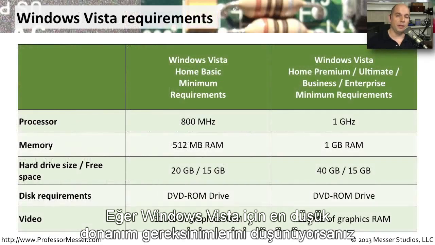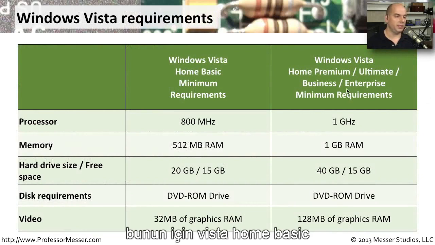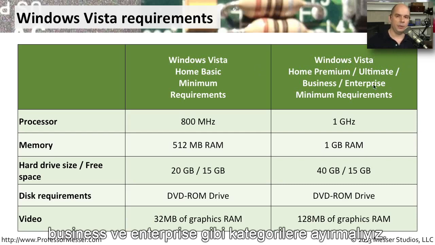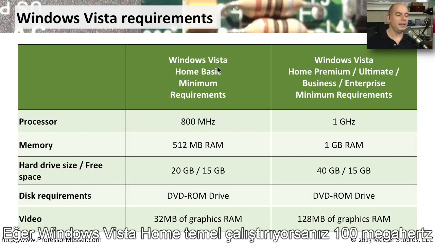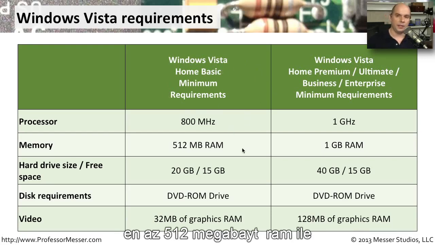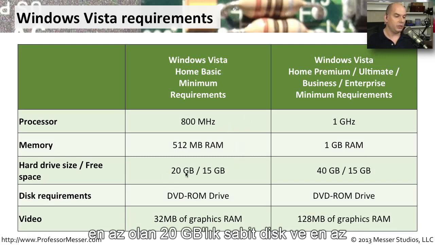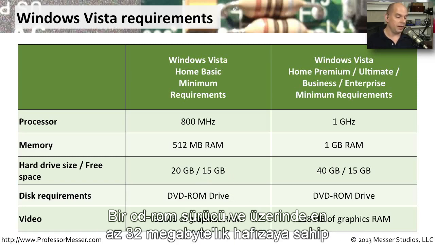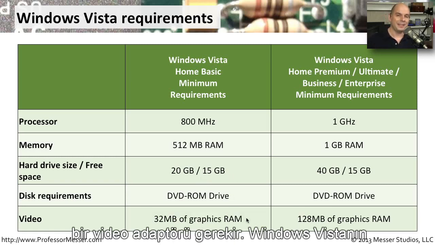When you're considering the minimum hardware requirements for Windows Vista, we separate this into Windows Vista Home Basic and all of the other editions of Windows Vista: the Home Premium, the Ultimate, the Business, and the Enterprise. If you're running Windows Vista Home Basic, you need an 800 megahertz processor with 512 megabytes of RAM at a minimum. You'll need a 20 gig hard drive at a minimum that has at least 15 gig of space available. You'll need a CD-ROM drive and a video adapter that has at least 32 megabytes of RAM on it.